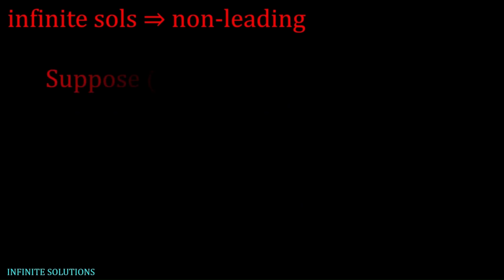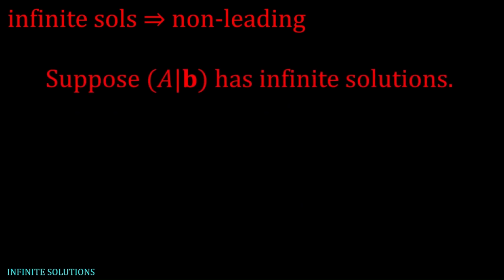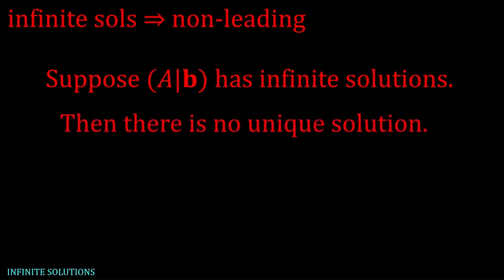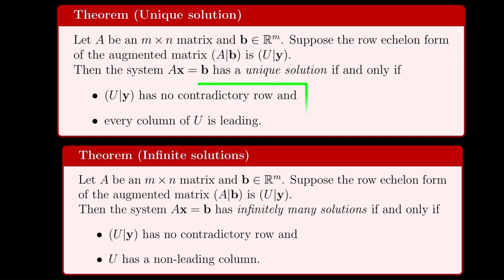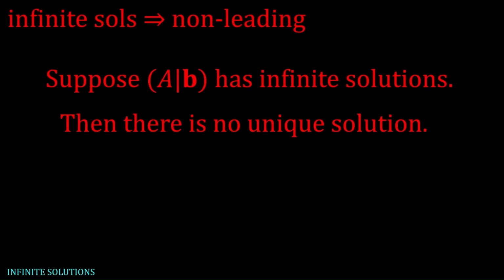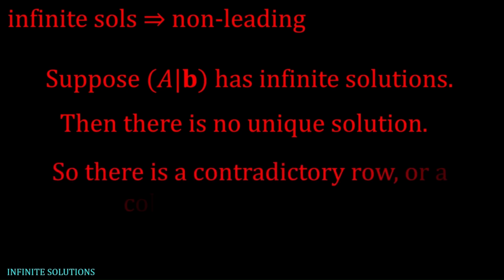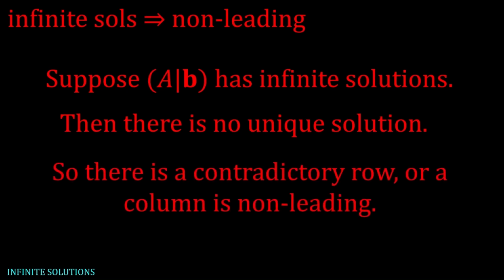So suppose you have infinite solutions to this. Infinite solutions means, well, not a unique solution, right? And now we can actually use the unique solution theorem. Because there's not a unique solution, it means one of these conditions is not met. So either we have a contradictory row or we have a non-leading column. We can't have a contradictory row, otherwise there'll be zero solutions. But we have infinite, so that won't work. Instead, by elimination, we have to have a non-leading column.